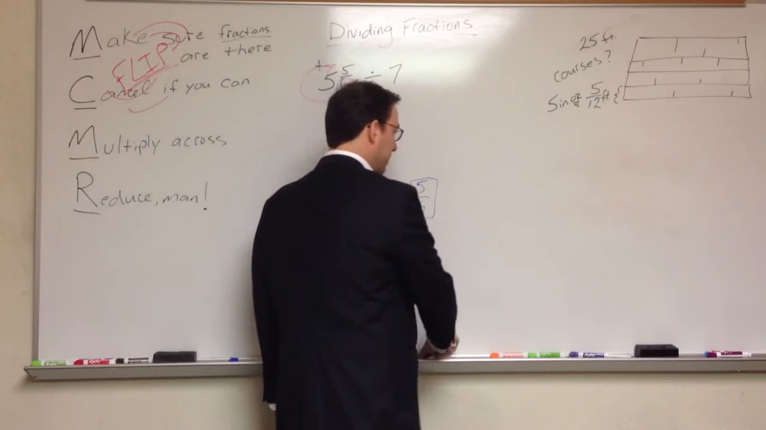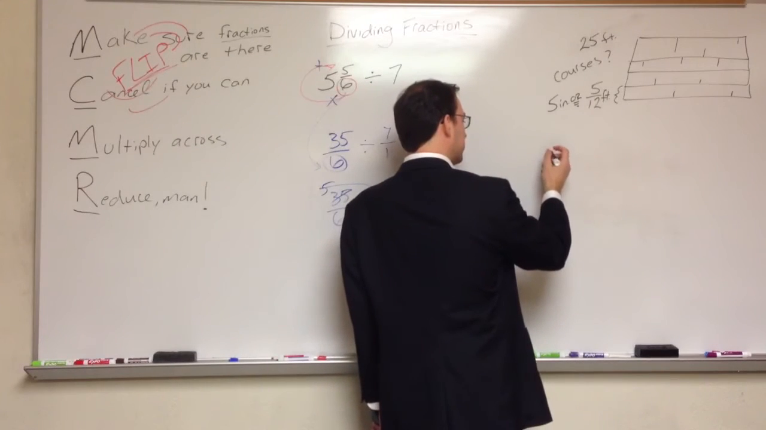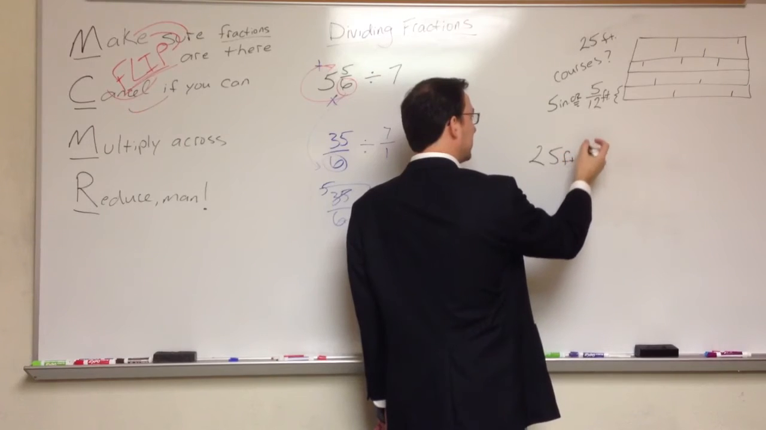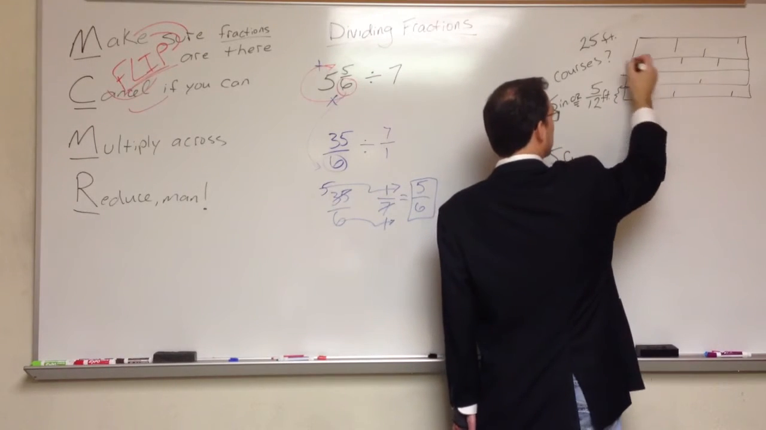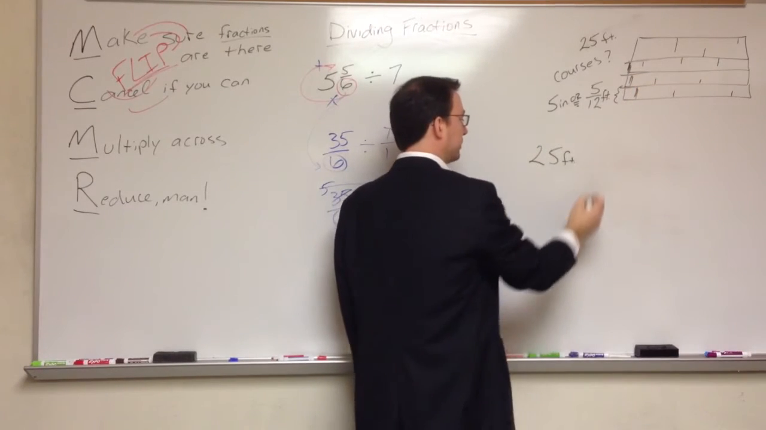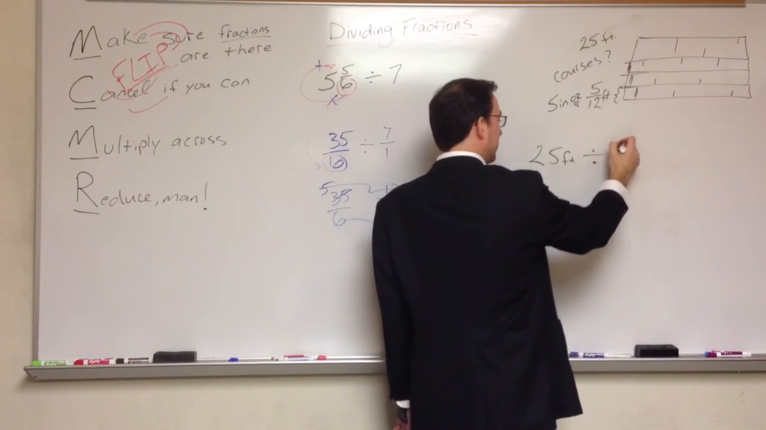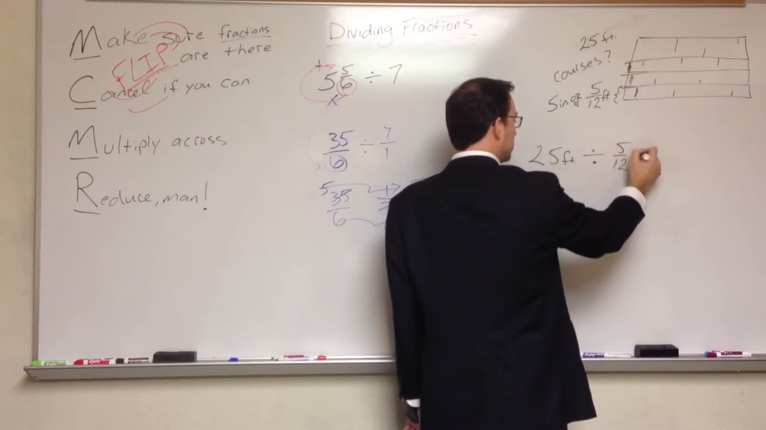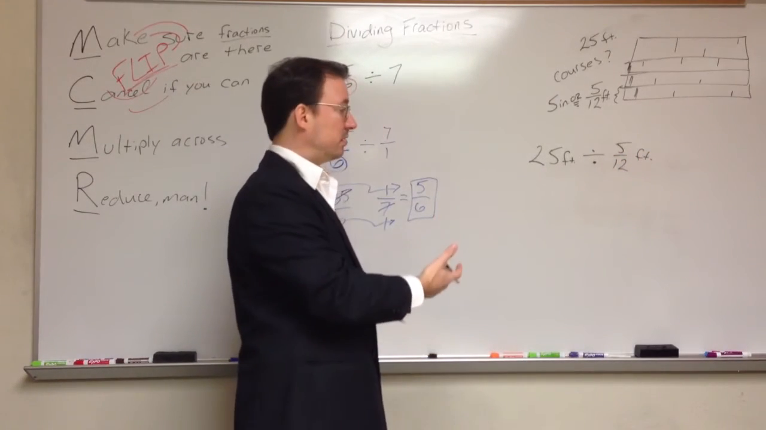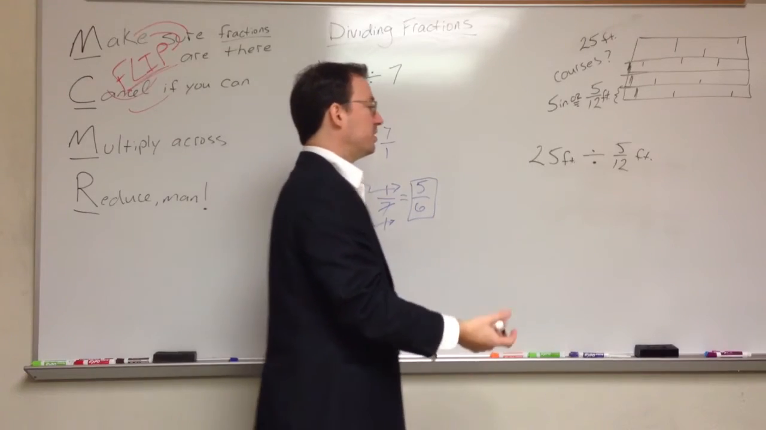So if we have 5/12 of a foot, or 25 feet total that we need to cover, and we're dividing it up in chunks that are 5/12 of a foot. So we divide that by 5/12 feet. So there we have our fraction issue that we need to do some division.